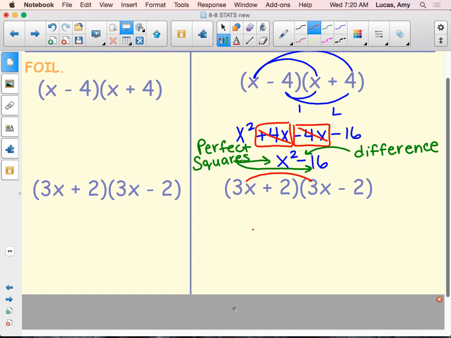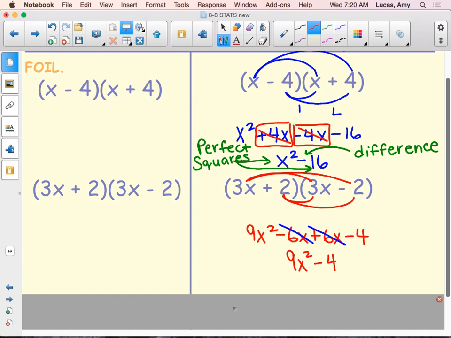So 3x times 3x is 9x squared. 3x times negative 2 is negative 6x. 2 times 3x is positive 6x. And 2 times negative 2 is negative 4. So again, these middle terms cancel out. And I have 9x squared minus 4.